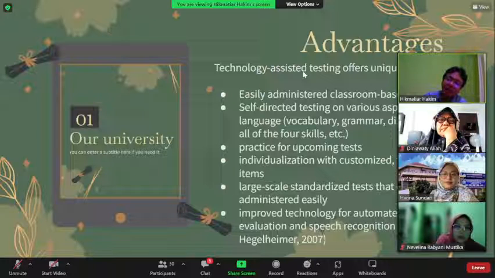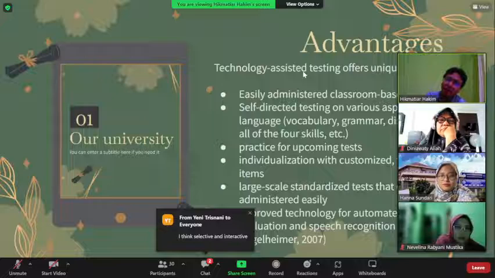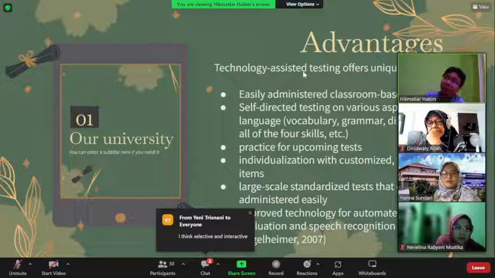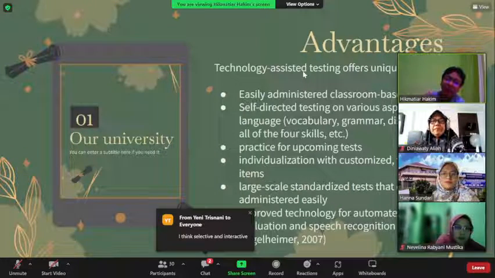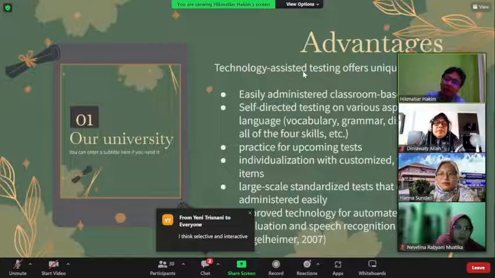Nah, ini the last one, improved technology for automated essay evaluation and speech recognition. So not only writing, the technology also helps us in the speaking assessment or listening assessment.